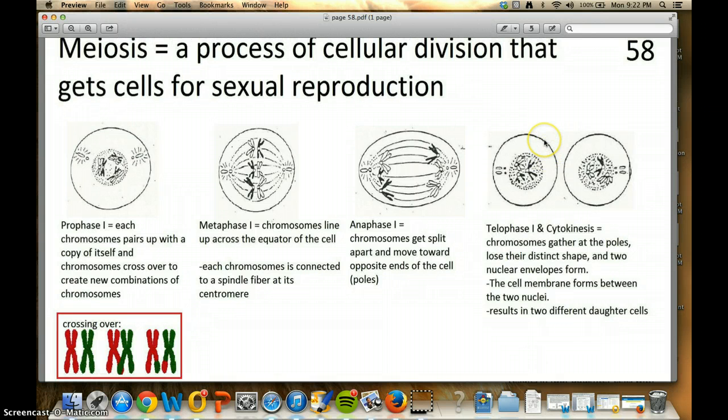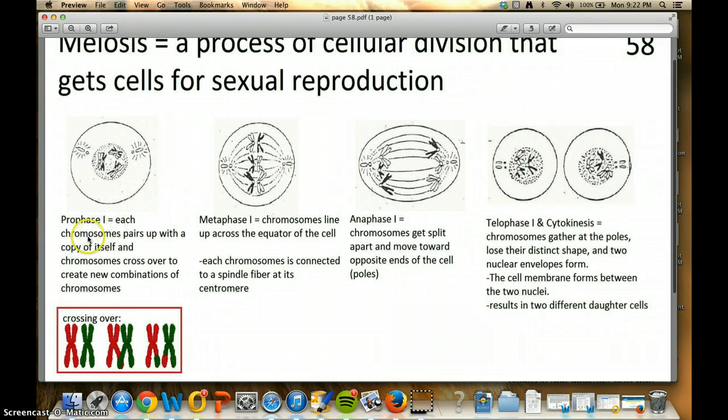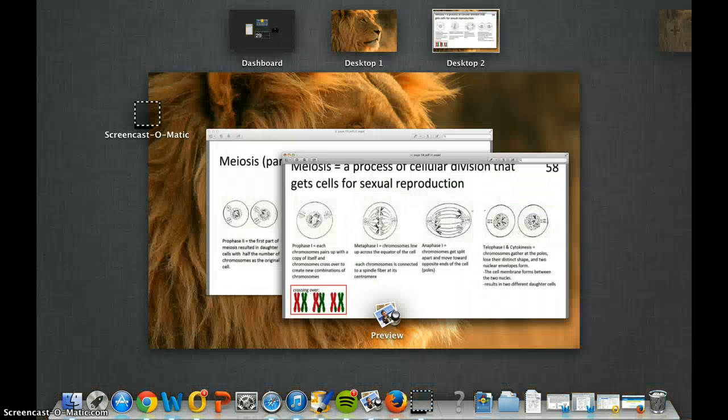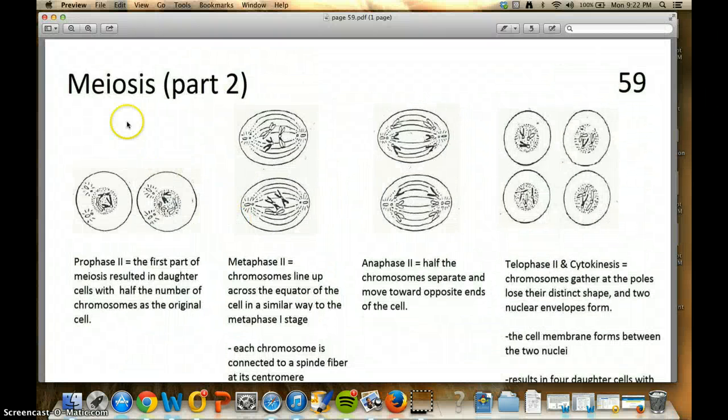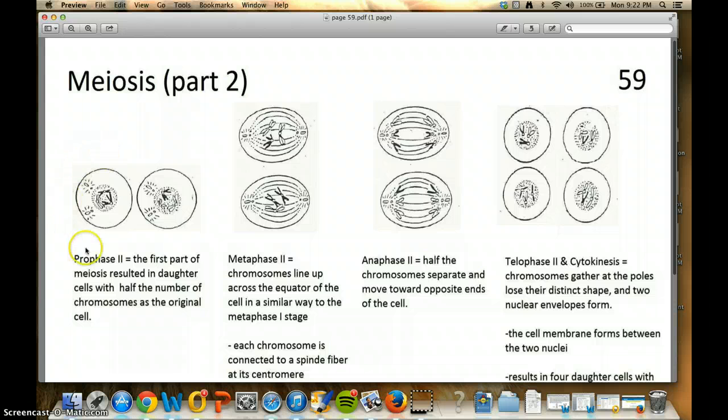So then we go to the second page. Remember, this will be on your left side. This goes underneath, and then draw this box under prophase 1. Alright, this is all about sexual reproduction. So part 2. Part 2 starts where we left off.